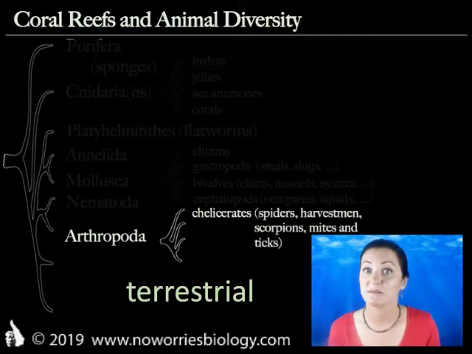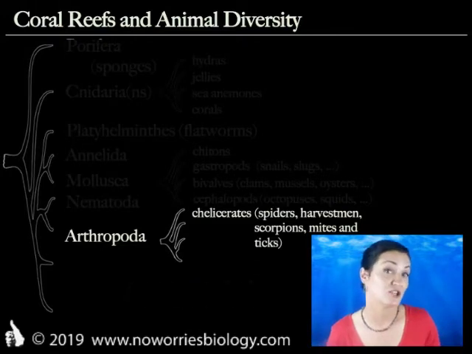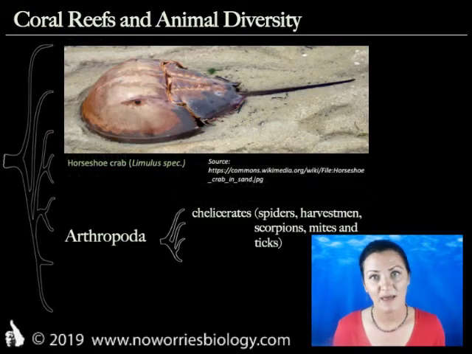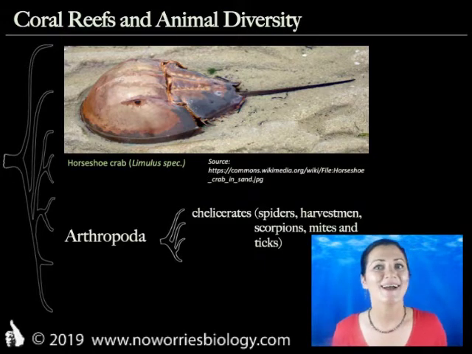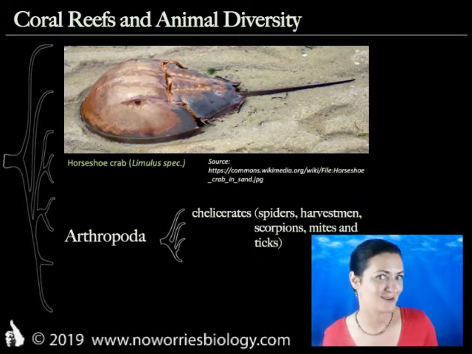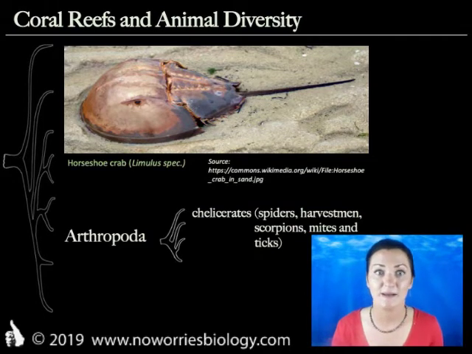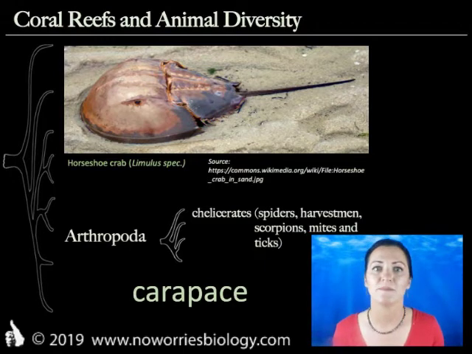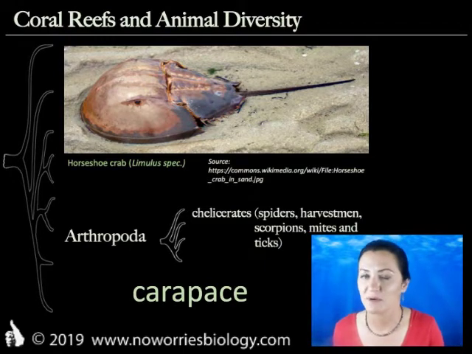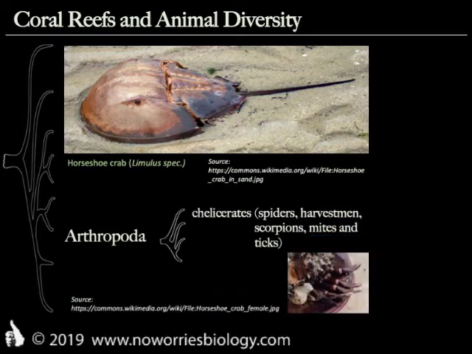Spiders, harvestmen, scorpions, mites, and ticks belong to the chelicerates. But there are also a few marine chelicerates, for example, horseshoe crabs. Their name is misleading. They are not crabs, but chelicerates, more closely related to spiders than to crabs. Their jointed legs are located underneath their sturdy carapace, that hard shell you can see here. So the legs are invisible in this picture, but you can see them here.